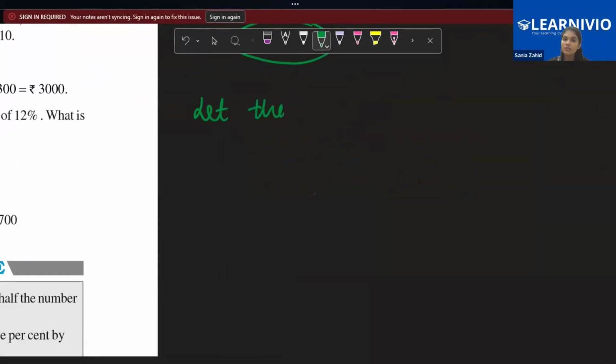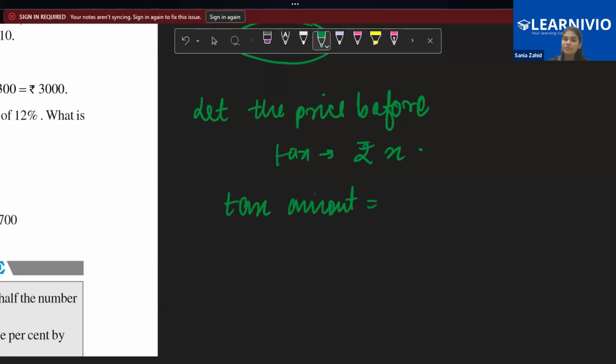Let the price before tax be X rupees. So what is the tax amount? The tax amount should have been 10% of X. So that becomes 10 by 100 into X. Cancel this, you get X by 10.